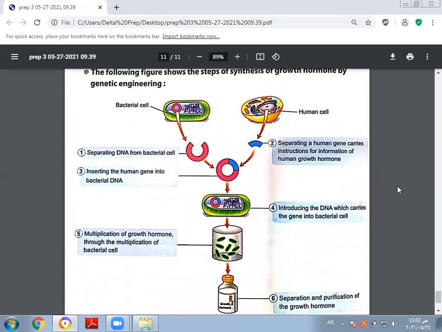We can put a part of the gene from the human on a bacterial DNA, which is extracted from the bacteria, and make a DNA called recombinant DNA. And in step four, we put this modified DNA again inside the bacterial cell. We introduce the DNA which carries the gene into a bacterial cell again.